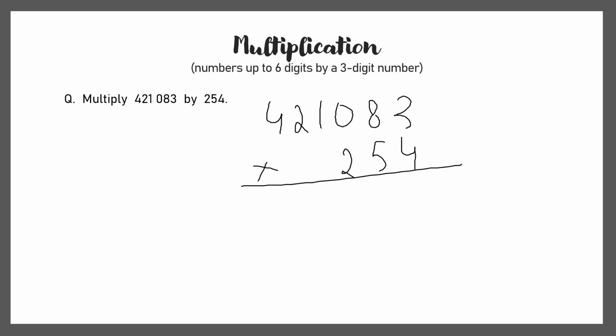In the first step, we will just consider this 4. 4 3s are 12, 8 4s are 32 and plus 1, 33. Then here 3, 4 1s are 4, 4 2s are 8 and 4 4s are 16. Okay, for the next step, now we will consider this 5.